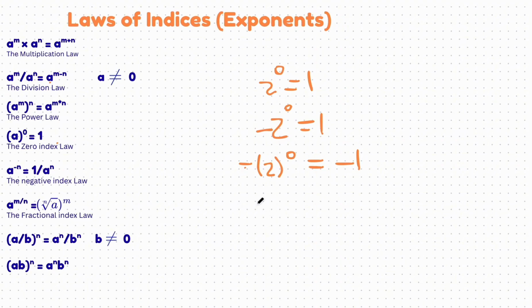What if the negative was inside the bracket? So negative 2 in bracket raised to the power of 0. This would equal what? A positive 1, because we're raising everything to the power of 0, including the negative, because the negative is inside the bracket, right? You can make notes so that you guys can revise.